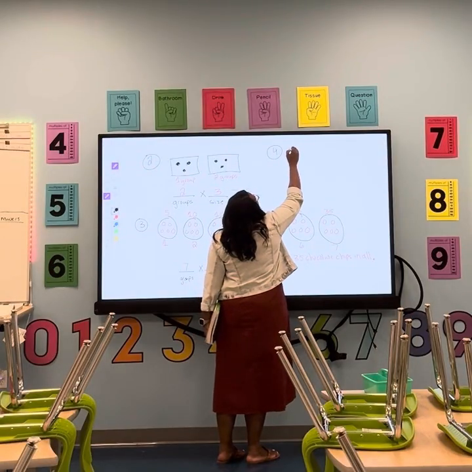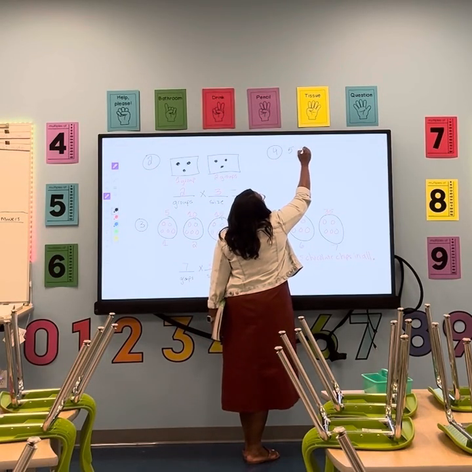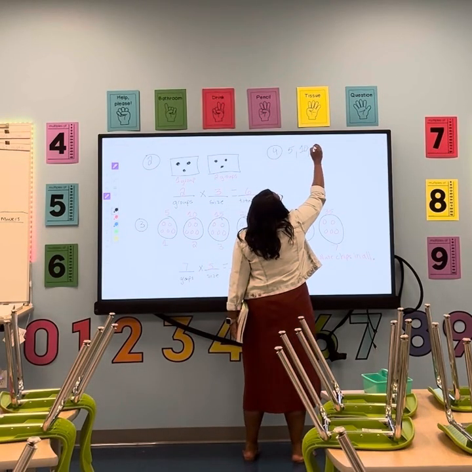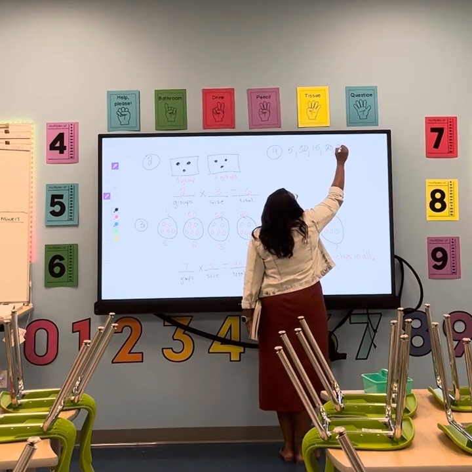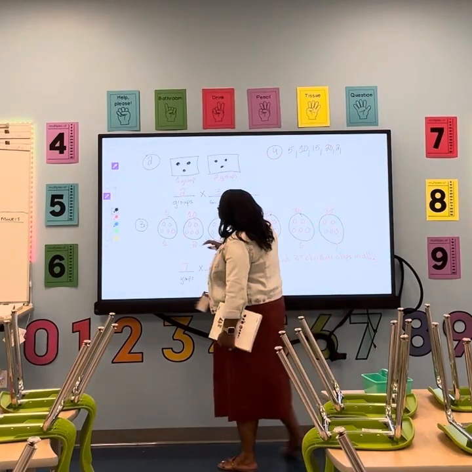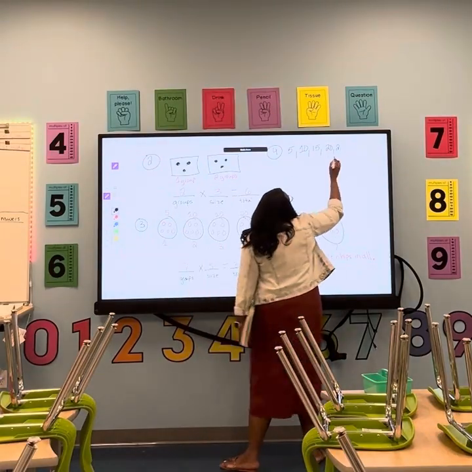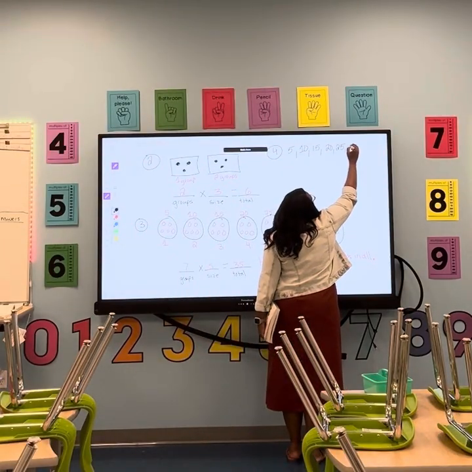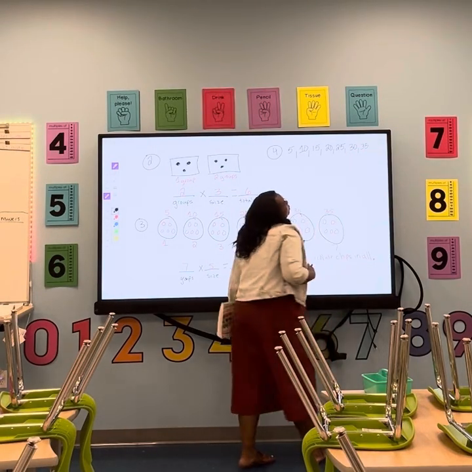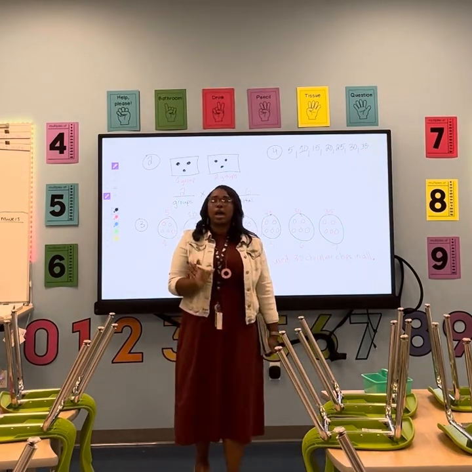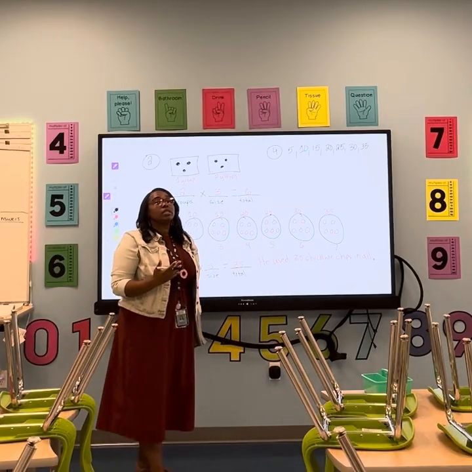So this will be 5, 10, 15, 20, 25, 30, 35. So you say, well, Ms. Newman, how do you know where to stop? This is how we know where to stop.